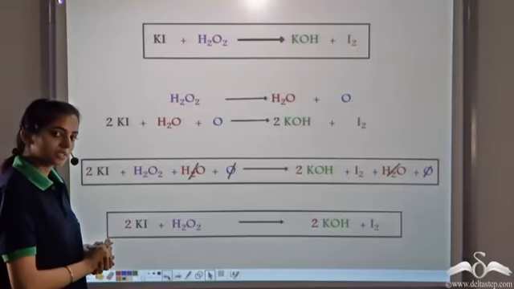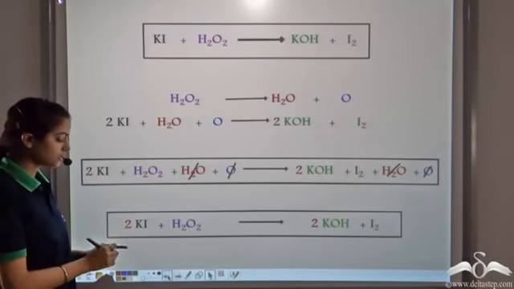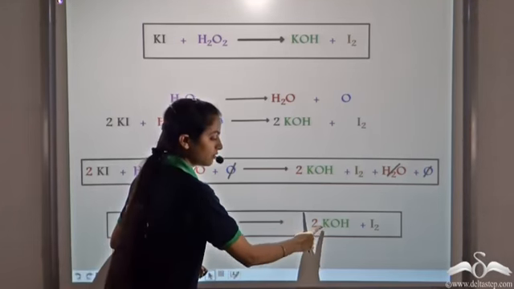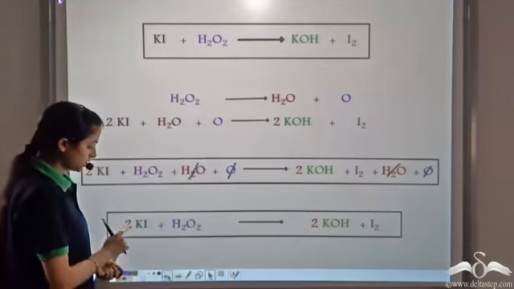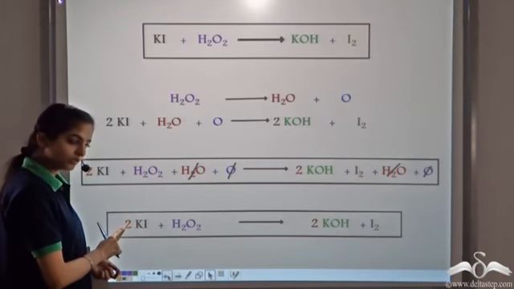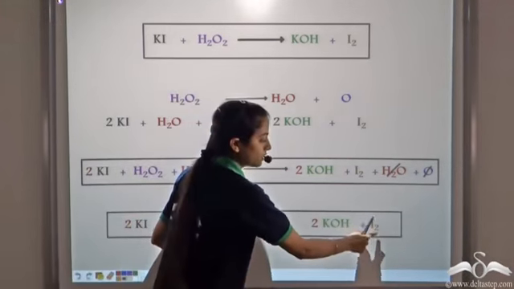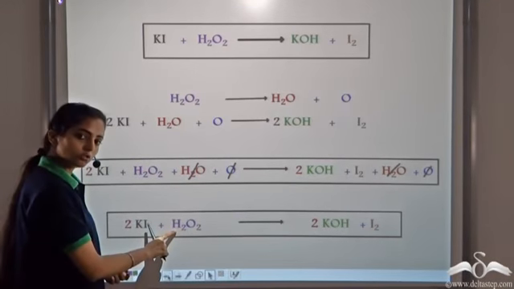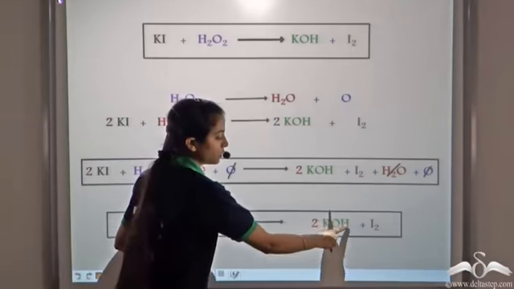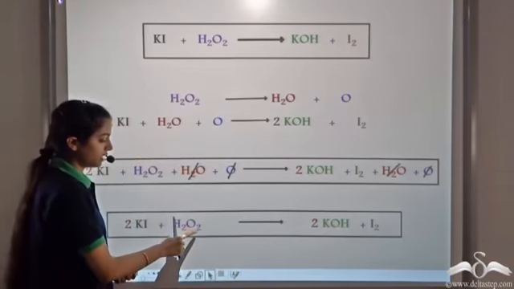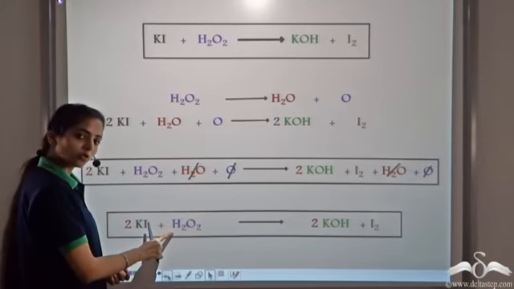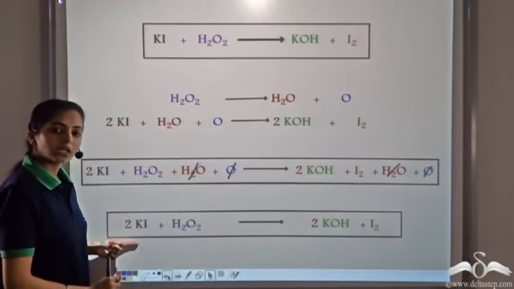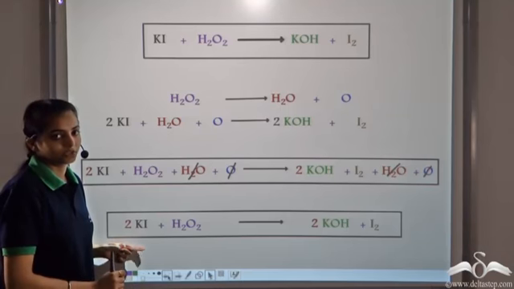So now let's see if this is balanced. On the reactant side, we have 2 atoms of potassium. On the product side, we have 2 atoms of potassium. We have 2 atoms of iodine. We have 2 into 1, 2 atoms of iodine. We have 2 atoms of hydrogen. We have 2 into 1, 2 atoms of hydrogen. And we have 2 into 1, 2 atoms of oxygen and 2 atoms of oxygen. So this is our final balanced chemical equation.